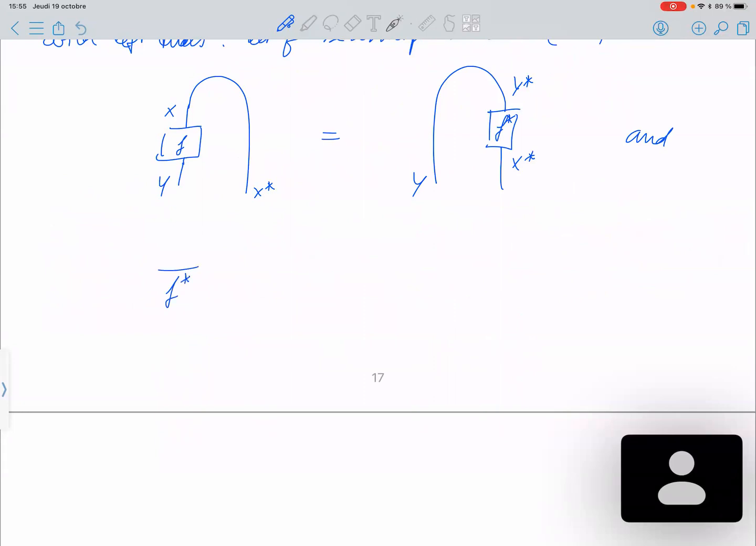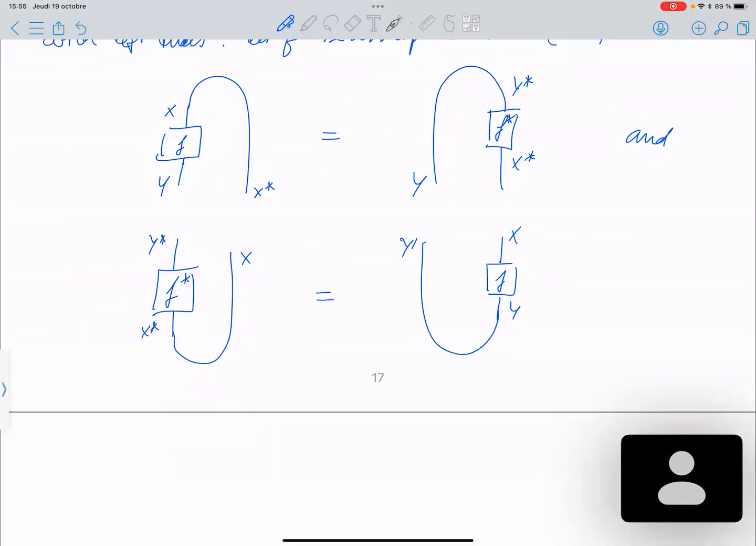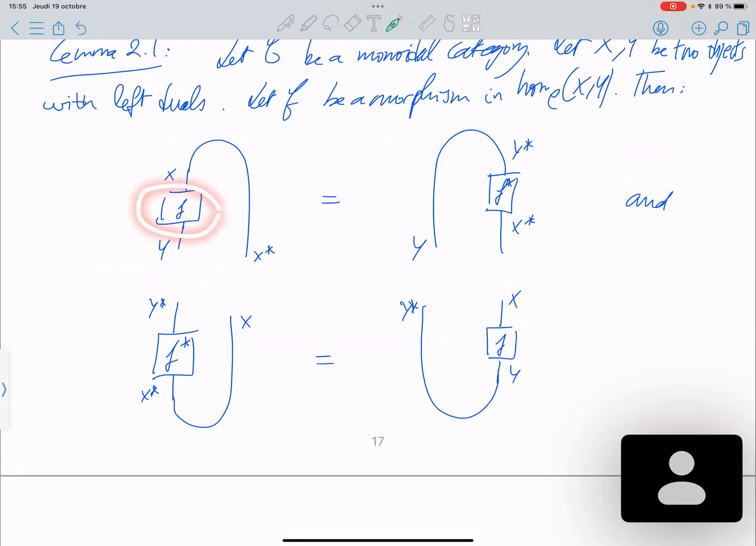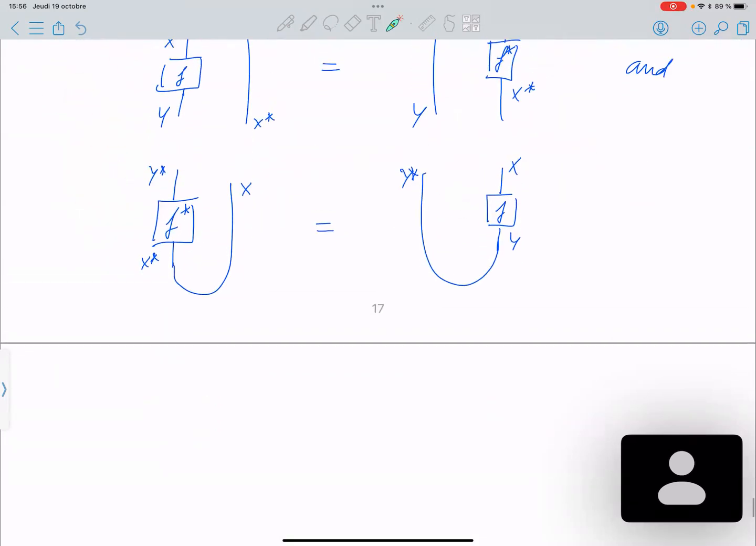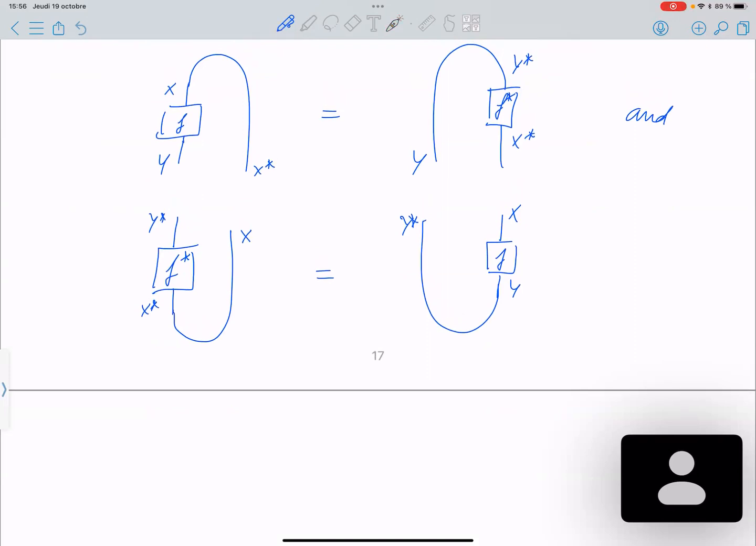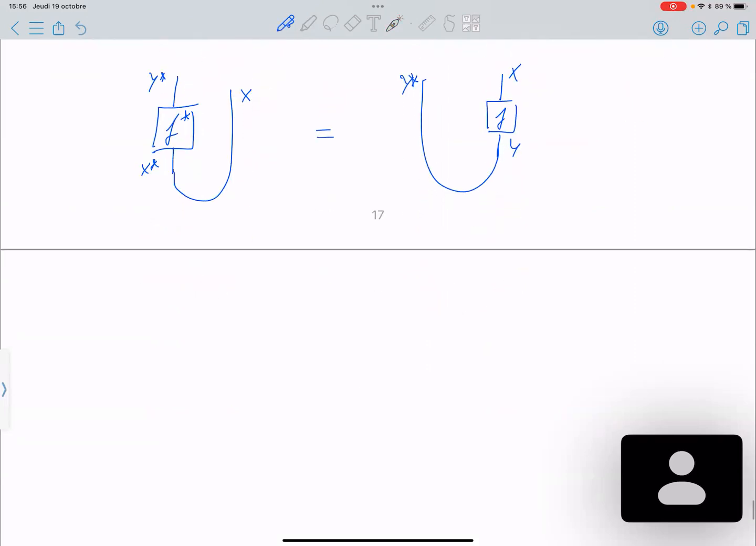So f star between y star and x star, you apply evaluation. This is equal to you have f, x, y star. Observe that for the co-evaluation you have the f on the left, and for the evaluation f is on the right. But anyway, we will prove the first picture and the second will be the same. Analog proof, similar proof.